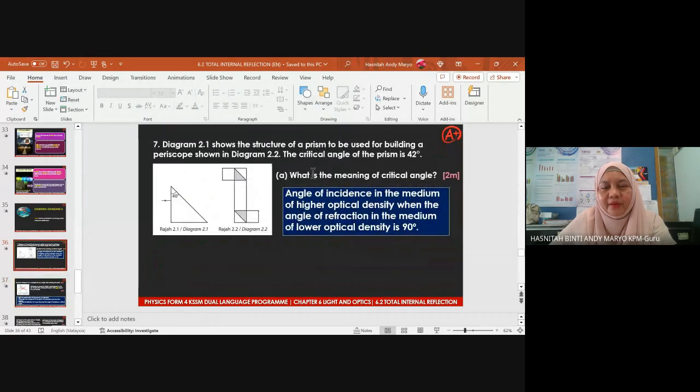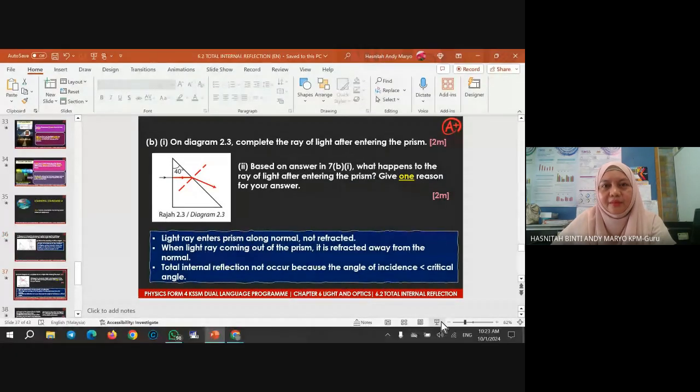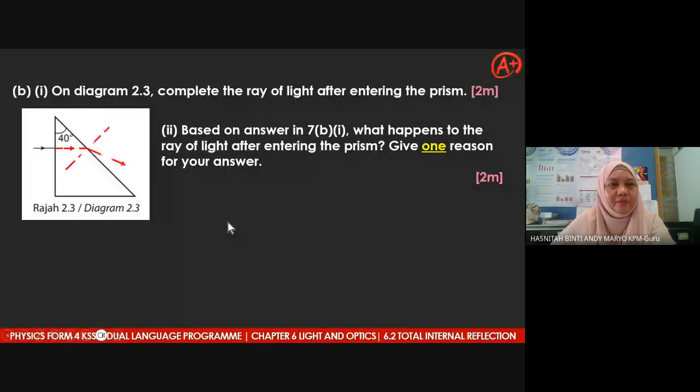Before that, they give you the critical angle of the prism, which is 42 degrees. So this is the diagram we are drawing. To know where it goes, first you draw the normal line. So this is our angle of incidence here. Do you know what the angle is here, students? Can you tell me the angle of incidence here?